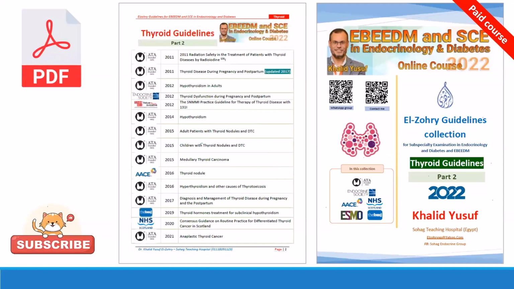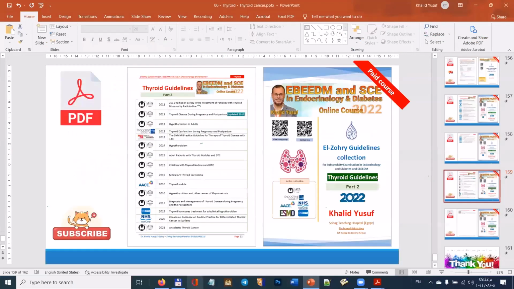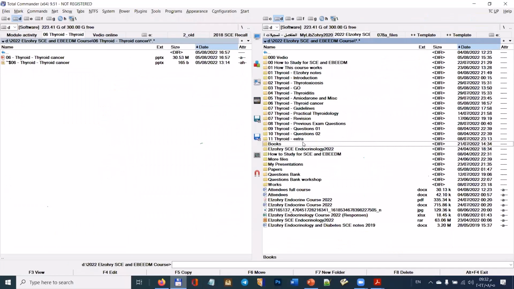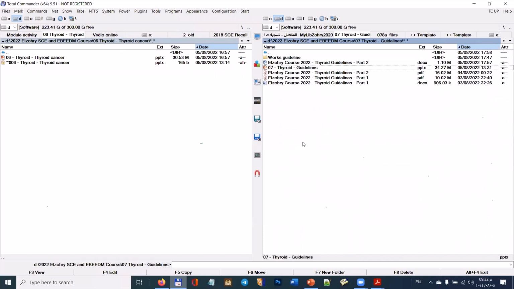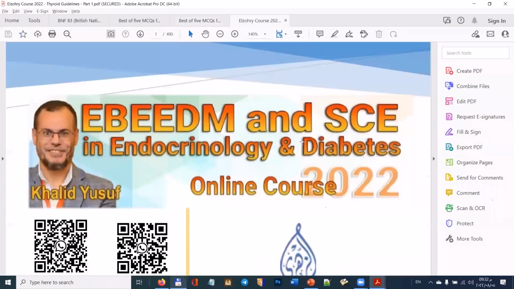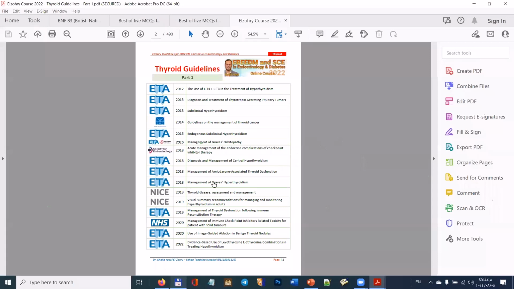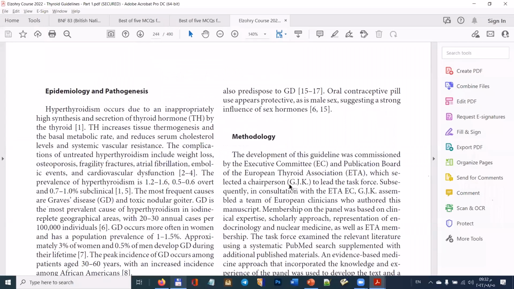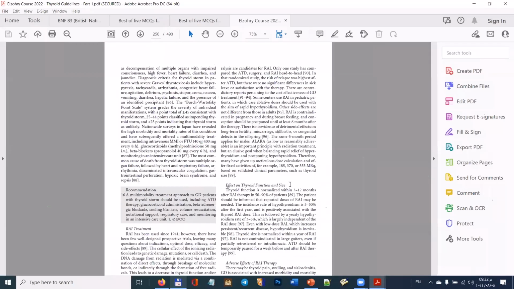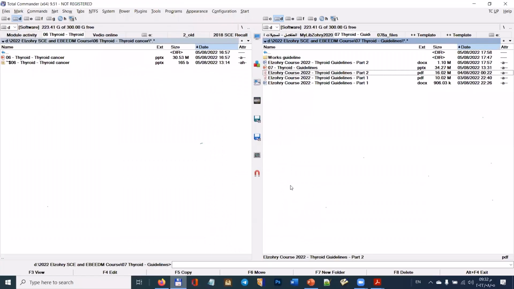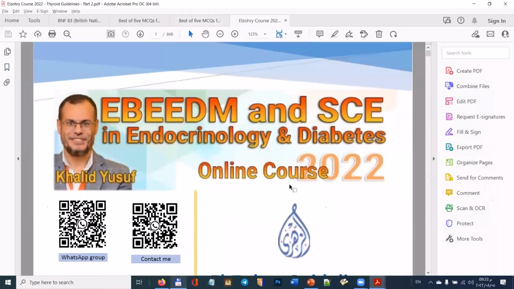I collected this file, and inshallah I will post these two parts, part 1 and part 2, of the thyroid guidelines for subscribers. This is the guidelines. Part 1 is the most important to study for the exam. This is a very important one and not highlighted. And another one, which is part 2, is the American one, another important guideline.